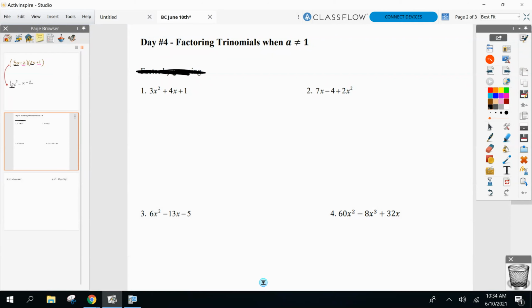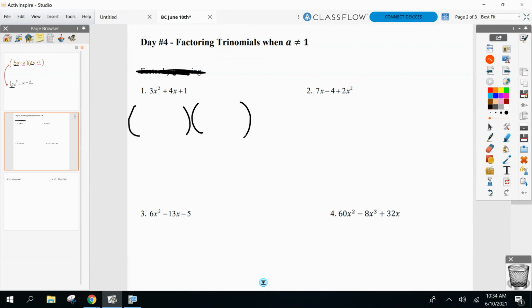How many terms are up there? 3. Is there any GCF? No, absolutely not. But what's the number out in front? 3. So you can't play the multiply to 1 and add to 4 game. Plus, I don't know how you're playing that anyway. Multiply to 1 and add to 4. All right, so I'm still going to have to set up my 2 parentheses right now.